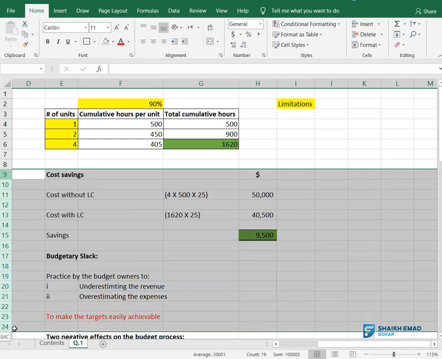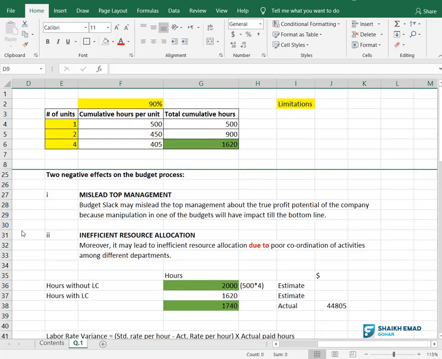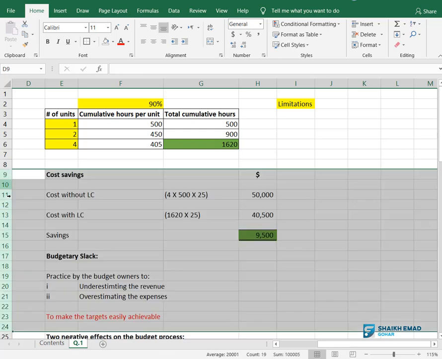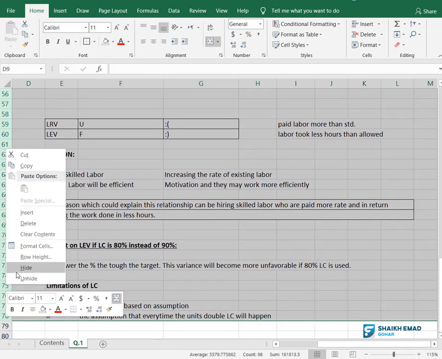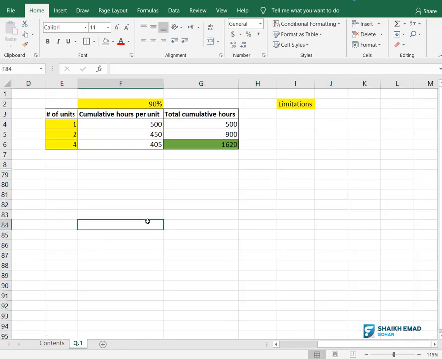let me hide this, so it can be clear for you. Let me explain this first and then I will unhide this. Okay, just focus on this right now. So again, first of all, there are 3 columns. The first column is called number of units. The second column is called cumulative hours per unit. And the third column is called total cumulative hours. In this question, examiner asked you total hours. So we need 3 columns. If examiner is asking per unit only, we need 2 columns only.